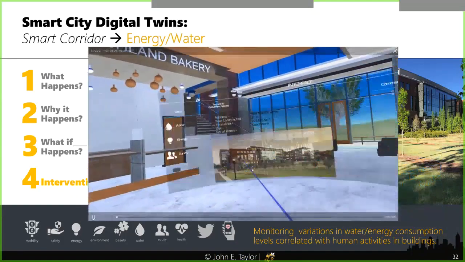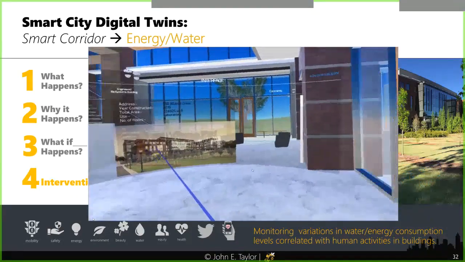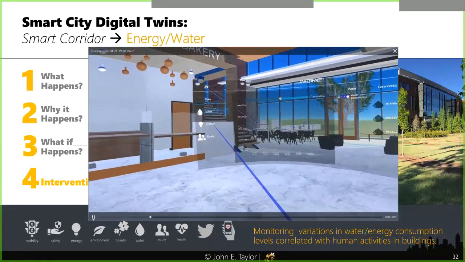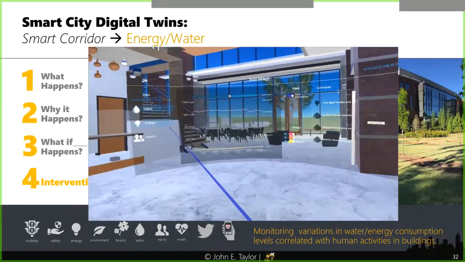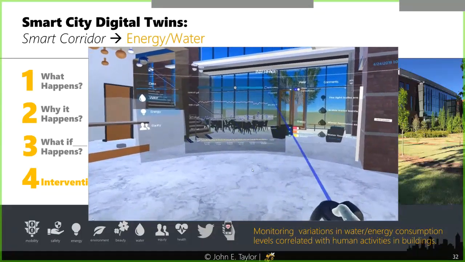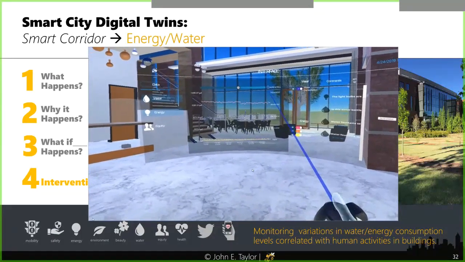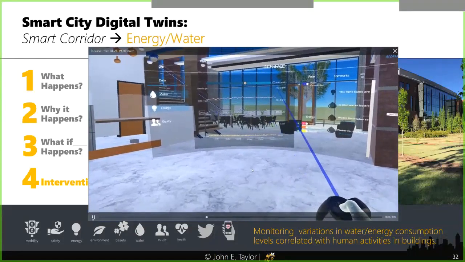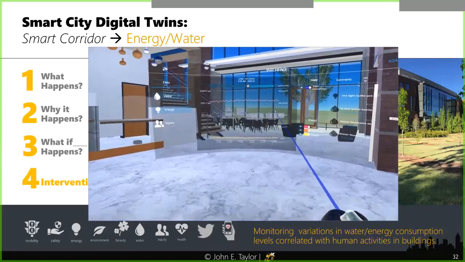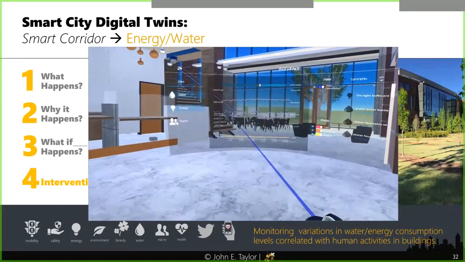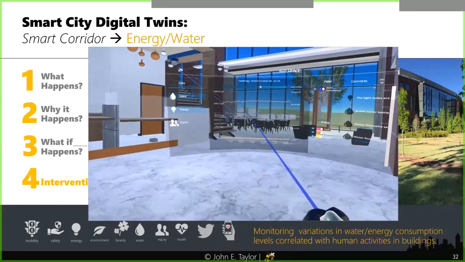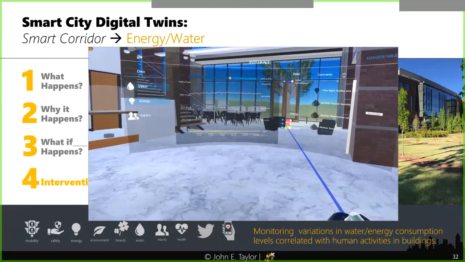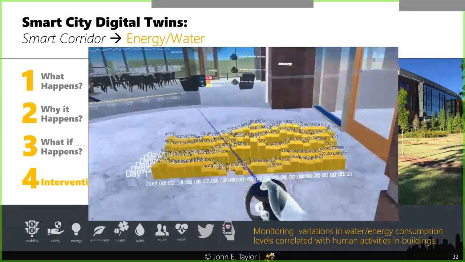A second example: you can also go into the building. In this case, monitoring variations in water and energy consumption levels correlated with human activities in the building. Once you're inside the building, the heads-up display changes. Here, we're able to see consumption of water and energy and occupancy. When they're clicking a moment in the graph, they can go to the right-hand area and actually see what were the social media postings during that time.